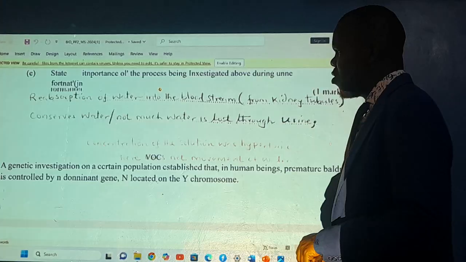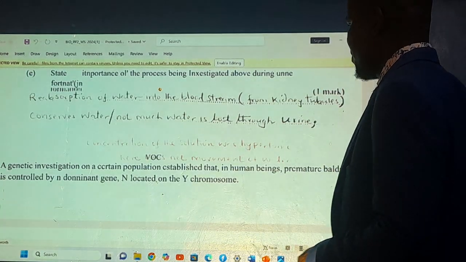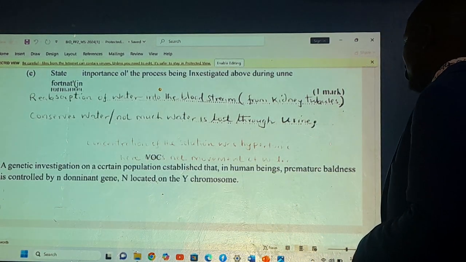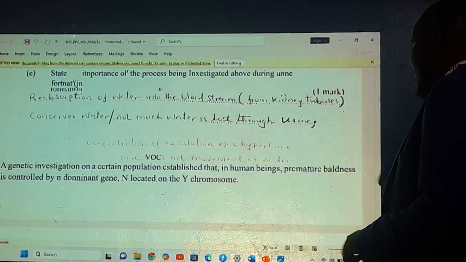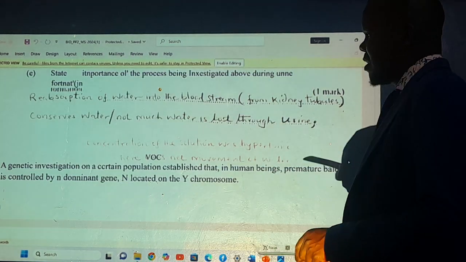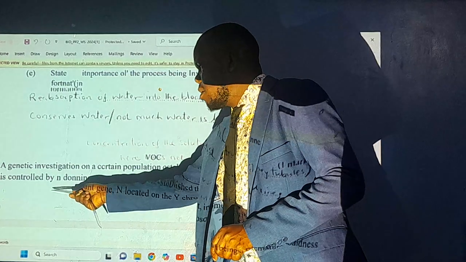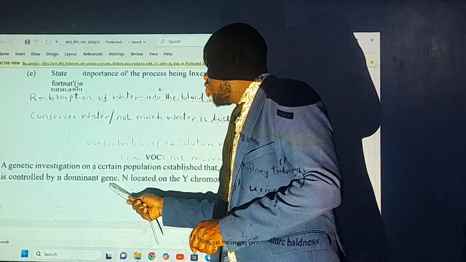So let's check now. A genetic investigation on a certain population established that in human beings, premature baldness is controlled by N, which is a dominant gene.